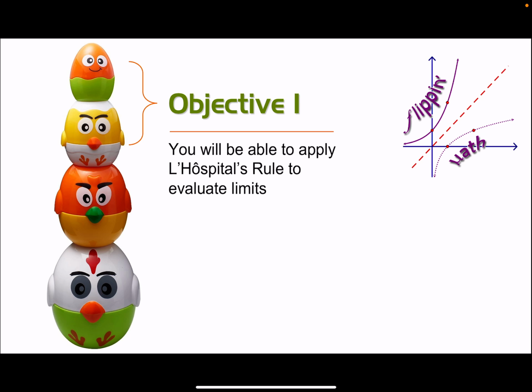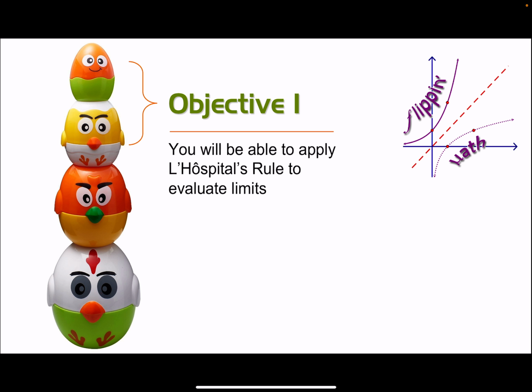For our first and only objective here, we are going to apply L'Hopital's rule to evaluate limits. Specifically, these limits have to be of the form 0 over 0 or some kind of infinity over infinity, plus or minus infinity over infinity. That's what the picture is showing us here with these cute little egg toys. You can see, depending on how you look at it, a 0 over 0 or an infinity over infinity. It's just that those infinities are rotated 90 degrees for some reason.